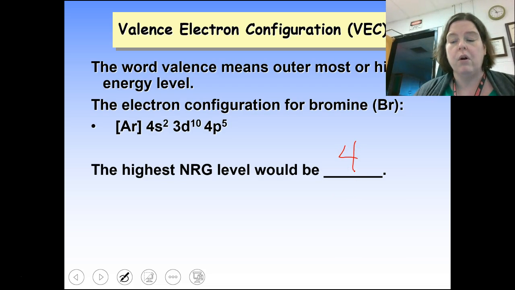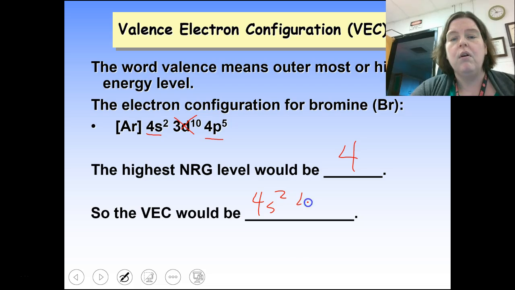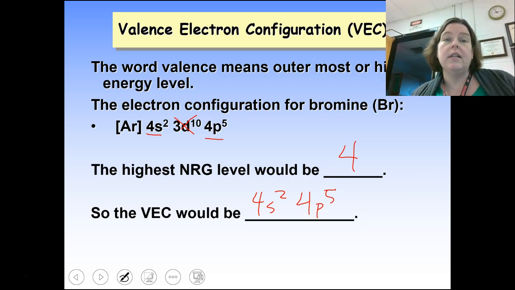So anything with the 4 would be valence. So the VEC would include 4s2 and 4p5. The 3d is not valence. So we write 4s2, 4p5. Okay? So that's pretty simple.